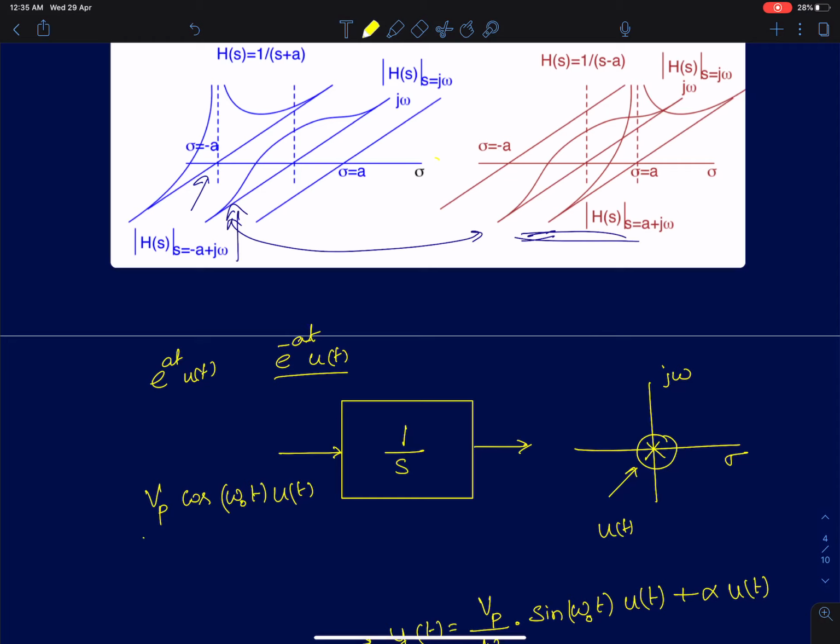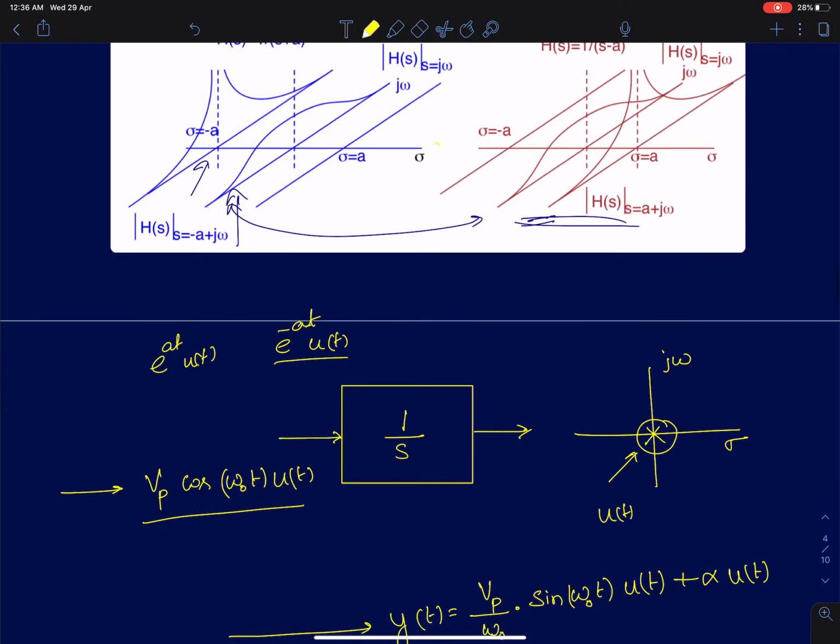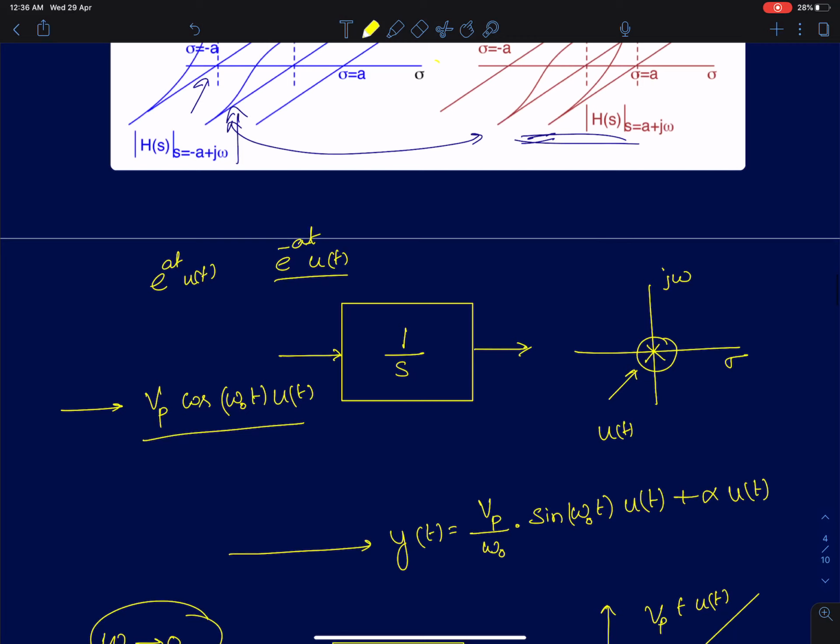Our goal is to now find what happens when you feed an input Vp cos omega naught t into u of t to the system. I'll again go by a similar way. There will be a forced response, which is found using the frequency response method. You just have to multiply by the magnitude of the frequency response. I fed a signal cos omega naught t.